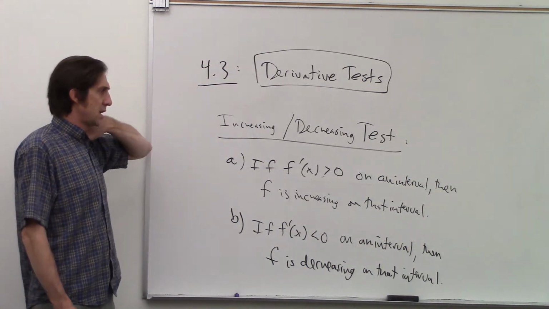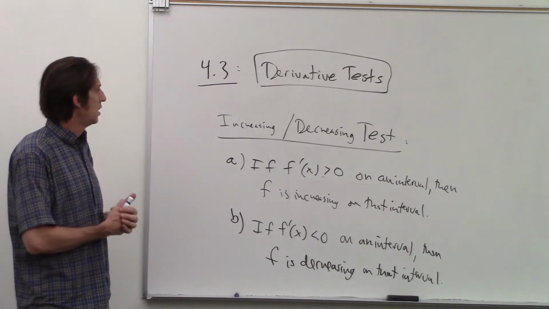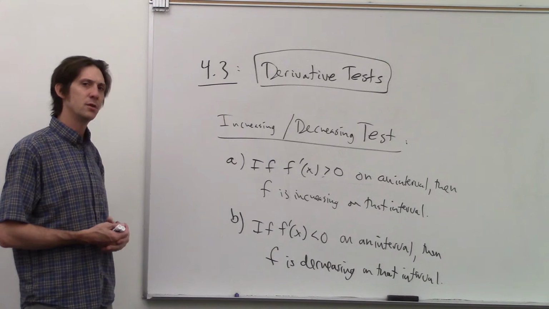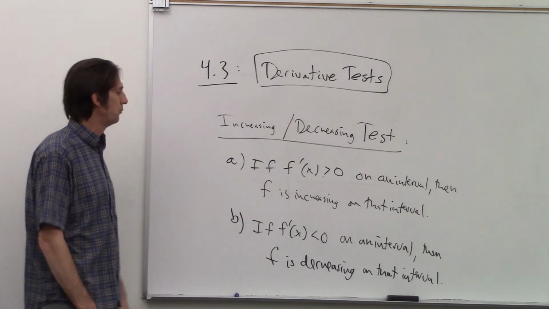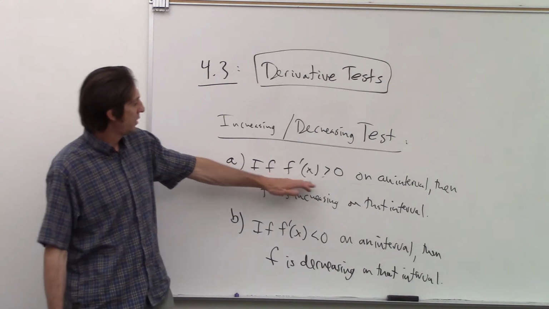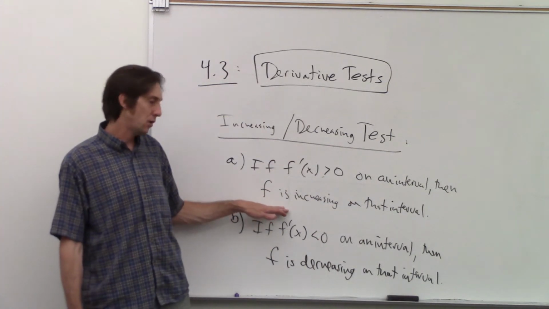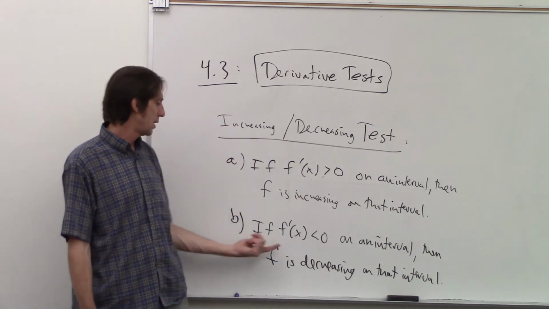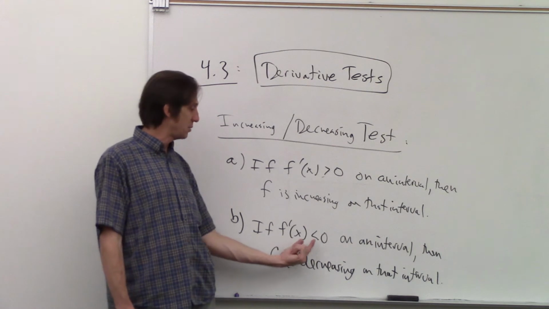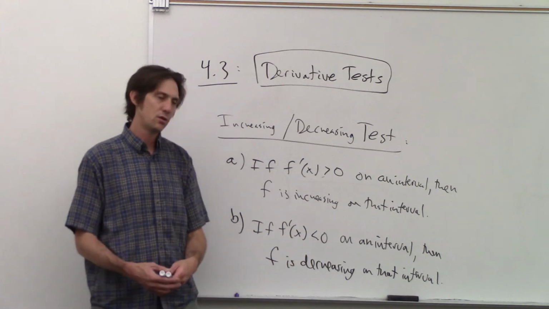I wrote this test on the board quite a while ago, I think maybe even during the first week. It's something called the increasing-decreasing test. We noticed it graphically, and it turns out that it's true. If f prime is positive on an interval, then the function itself is increasing on the interval. Likewise, if the derivative f prime is negative on the interval, then the function is decreasing on the interval.